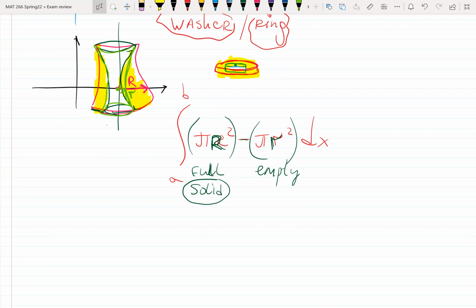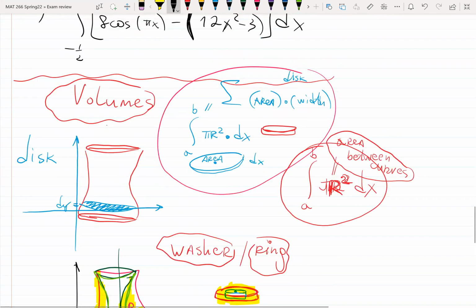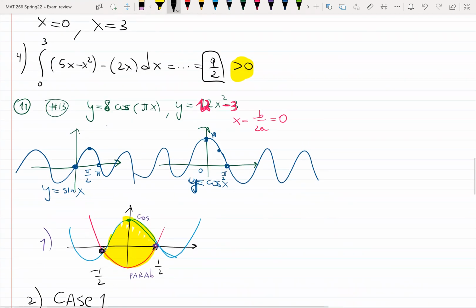I like this one. This one's good. Number 23 in the review, but it is number 12.